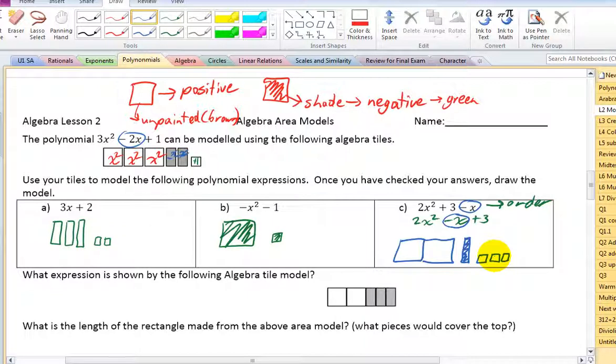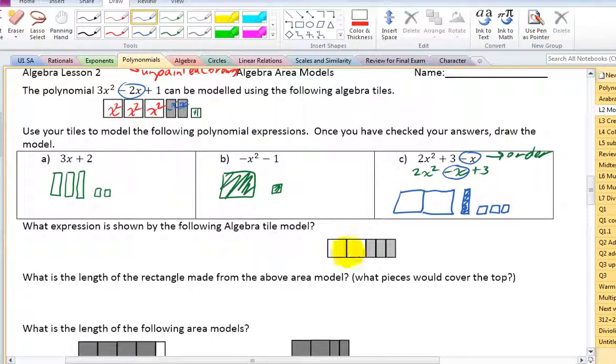So now I give you the tiles right here. Here's your tiles. What's the expression? Write the expression below in this space right here. Bullfrog, what'd you get? 2x squared minus 3x. How many people got that? Hands up. Awesome. So that's your expression looking at the tiles.